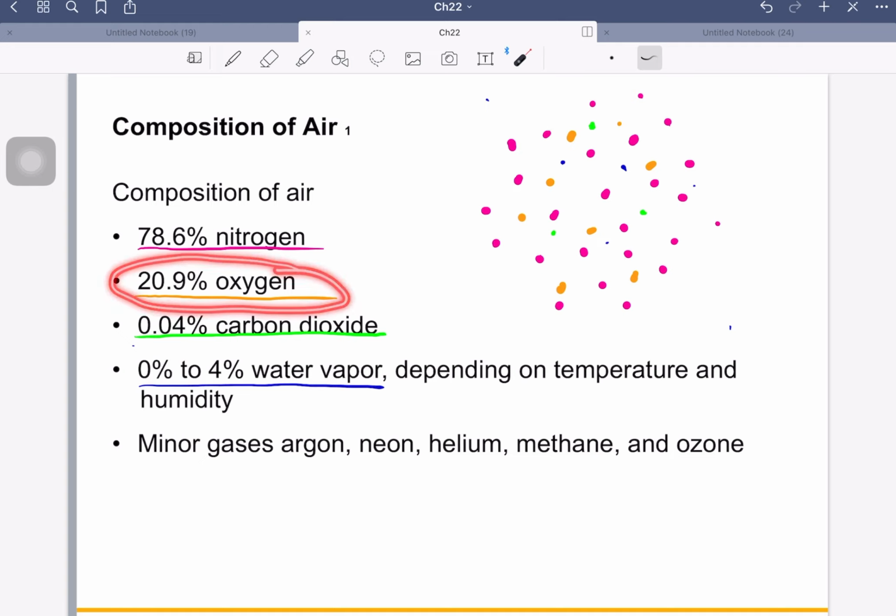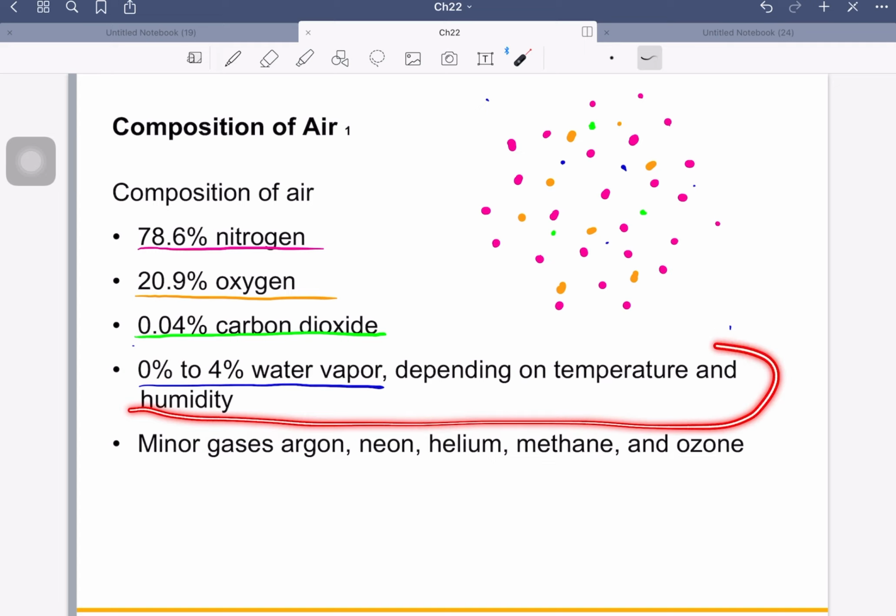Oxygen makes up about 21%, and we can see it represented here with the brownish dots. So it's not as abundant. It's much less abundant than the nitrogen. But when I compare that to carbon dioxide, which is only at 0.04%, that is much less than the oxygen. And then we also have water vapor. Depending on a few things such as temperature and humidity, water vapor is anywhere from basically 0 to about 4%.